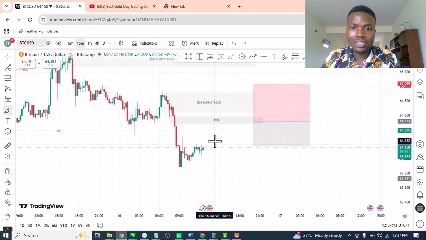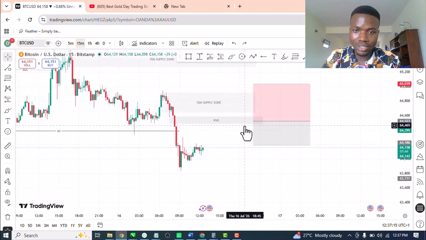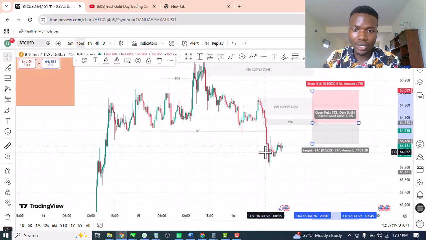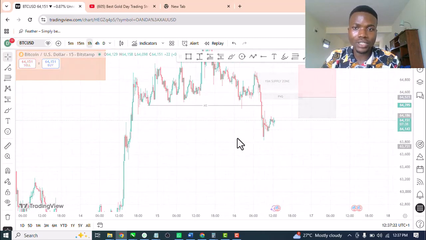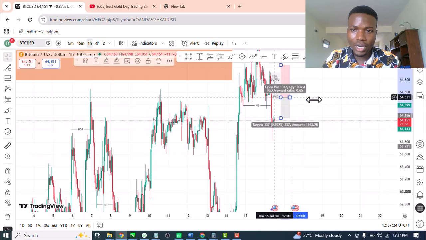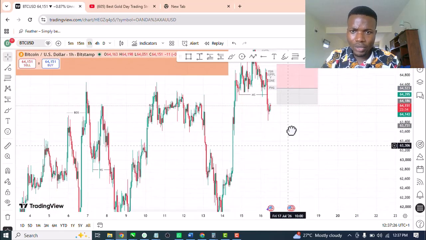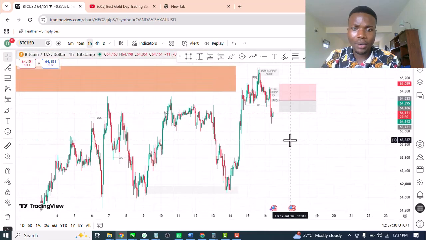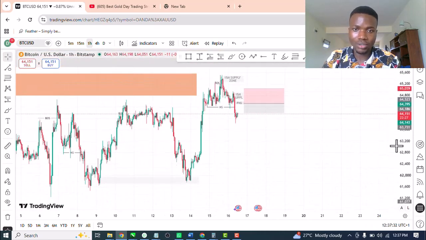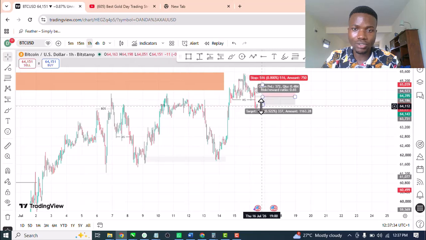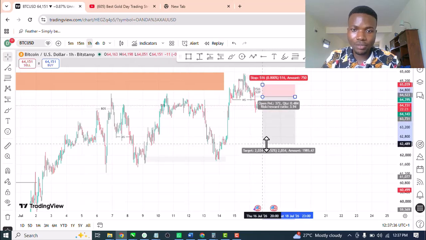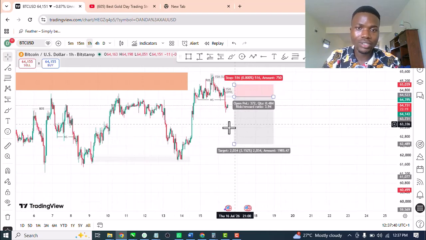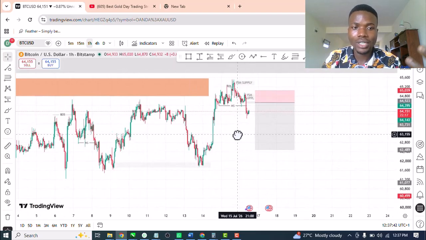So this is my trade bias based on this market reaction. And my take profit is going to be somewhere around this zone. I just want to take it short because price is actually in an uptrend, so I can set my take profit around there. Let us see how this Bitcoin market is going to play out very soon.